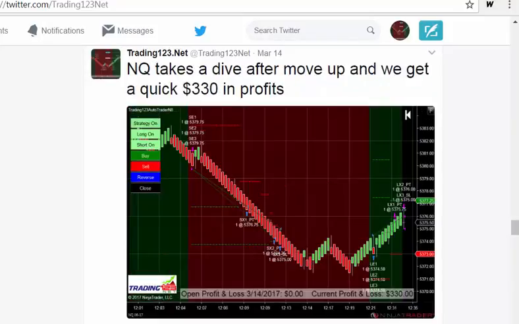And then NQ we really weren't paying too much attention to, but it also went up on the news. And after hitting the highs, we started the AutoTrader as it was peaking. Right into the noon hour, we knew it'd have a pullback, and it did, and we banked $330 pretty quickly.